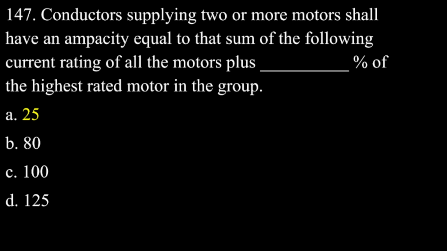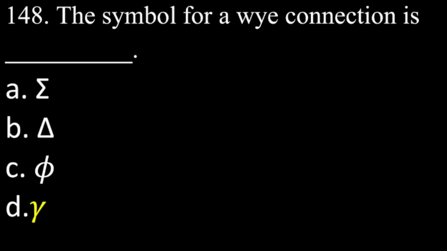Conductors supplying two or more motors shall have an ampacity equal to the sum of the full-load current rating of all the motors plus blank percent of the highest rated motor in the group. A. 25. B. 80. C. 100. D. 125.